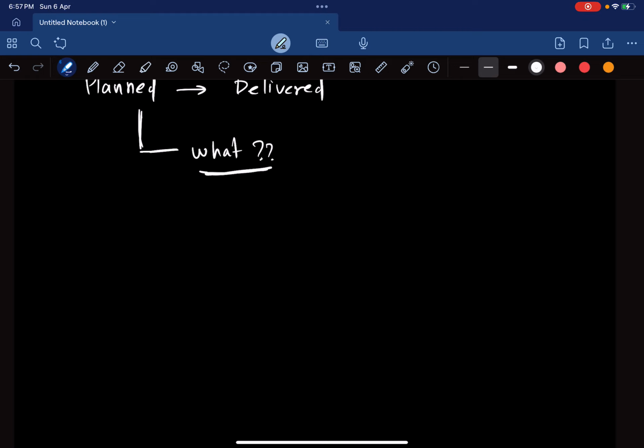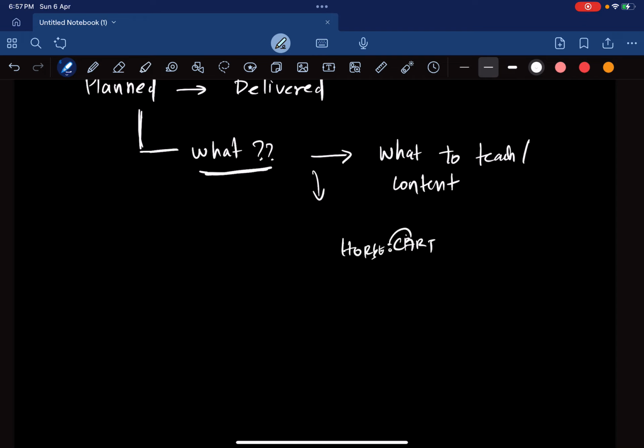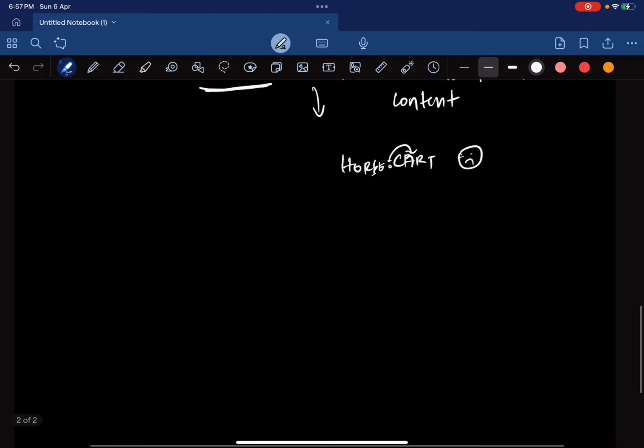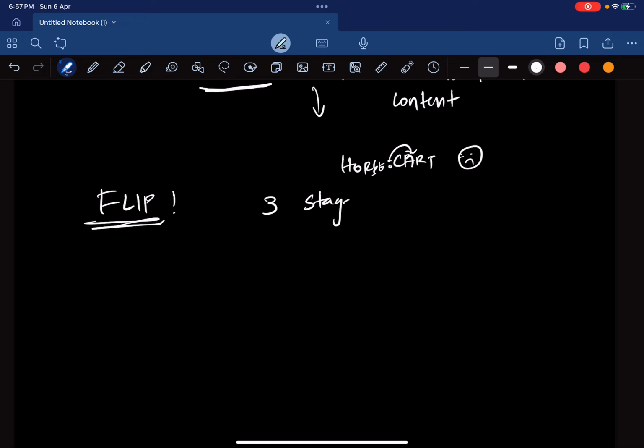Well, if your answer is you have planned what to teach, or the content, I'm very sorry to say that you've put the cart before the horse, and it's not a very happy situation there. So, let's see what this backward design talks about. Backward design is going to flip the traditional model, and this is going to be a 3-staged model.